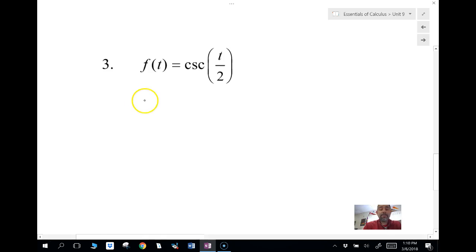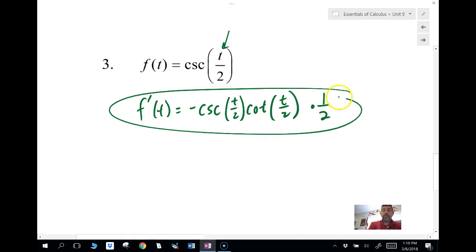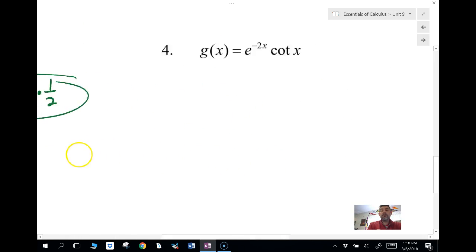Okay, cosecant. The derivative of cosecant is negative cosecant of whatever's inside times cotangent of whatever's inside, times the derivative of the inside. The inside is t over 2, so we have to use the chain rule, times 1/2. Okay? There you go. Or if you want to write it like this, you can write it like this. But again, this is just applying derivative rules.